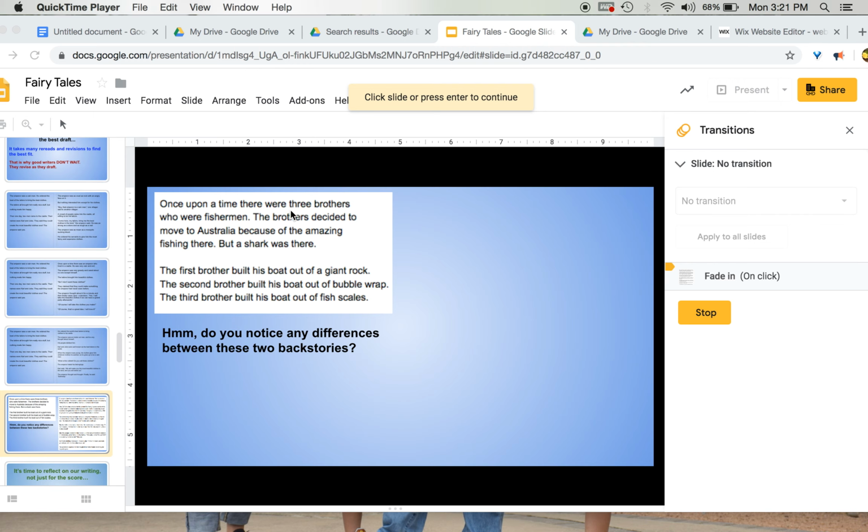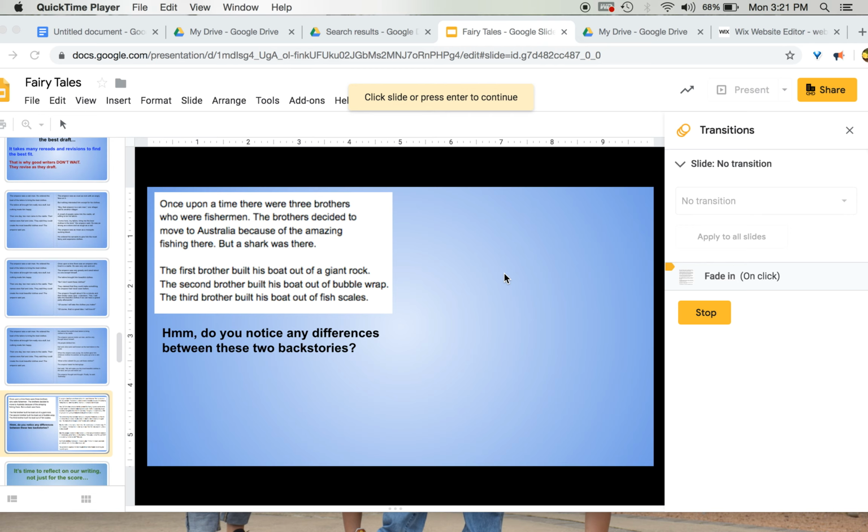Once upon a time, there were three brothers who were fishermen. The brothers decided to move to Australia because of the amazing fishing there. But a shark was there. The first brother built his boat out of a giant rock. The second brother built his boat out of bubble wrap. The third brother built his boat out of fish scales.